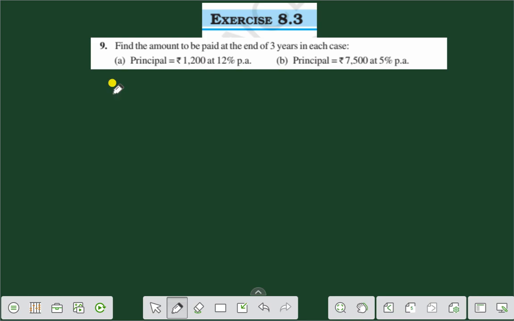Question number 9 is: find the amount to be paid at the end of 3 years in each case. That is, principal is equal to rupees 1200 at the rate of 12% per annum, and principal is equal to rupees 7500 at 5% per annum. Now here you see, number 1.